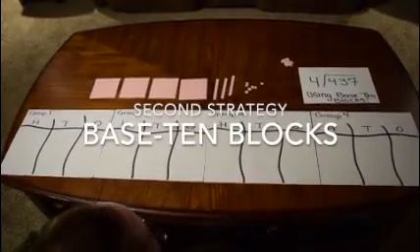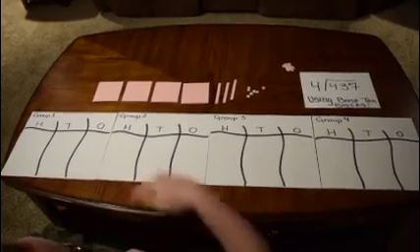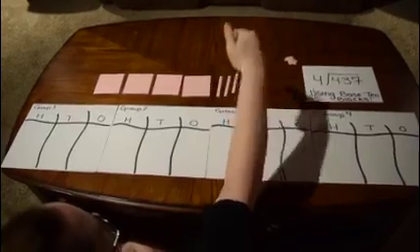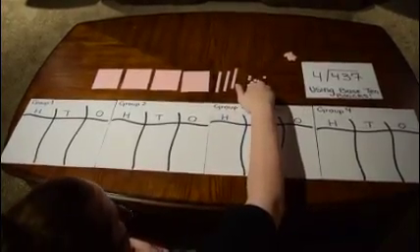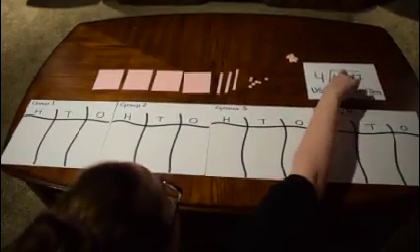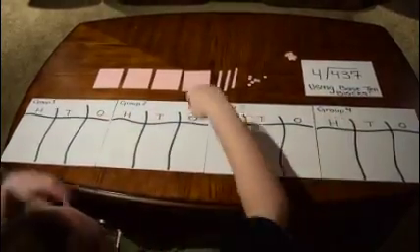Next, we'll be using base 10 blocks to divide 437 by 4. I have 4 100 flats, I have 3 10 rods, and I have 7 units. First, we are going to divide 4 into 4. So I know that my 4 100 flats can split into my 4 groups equally.